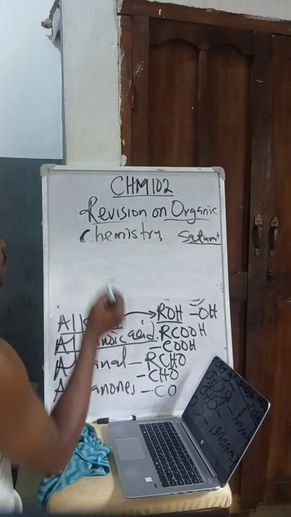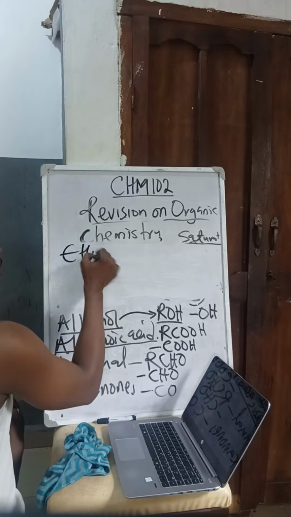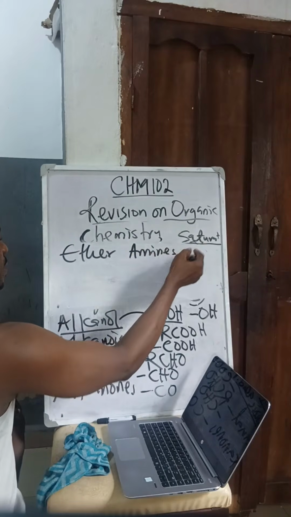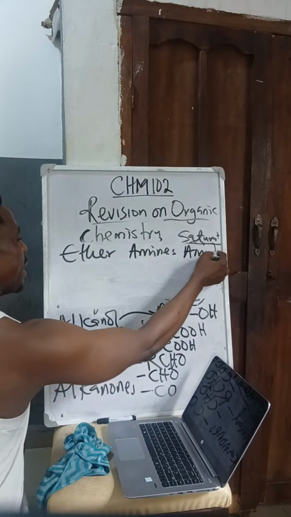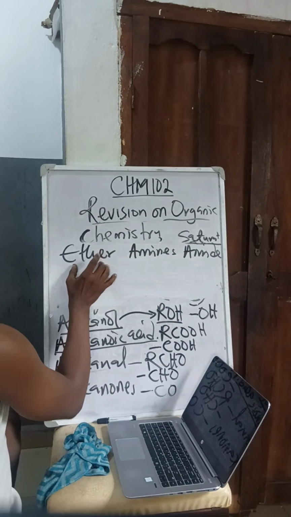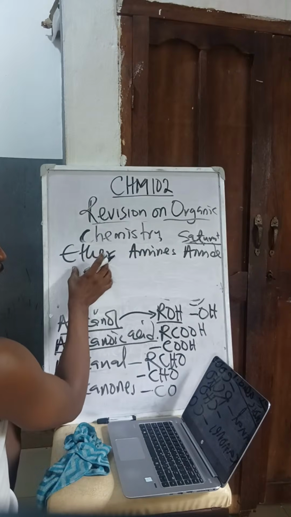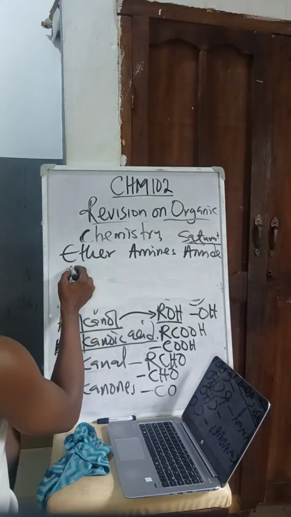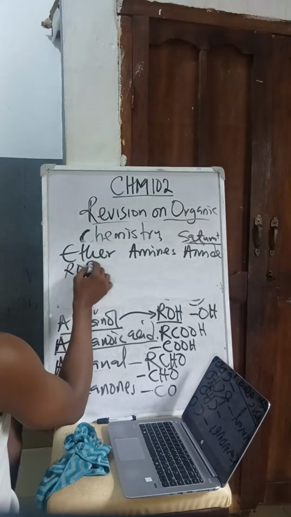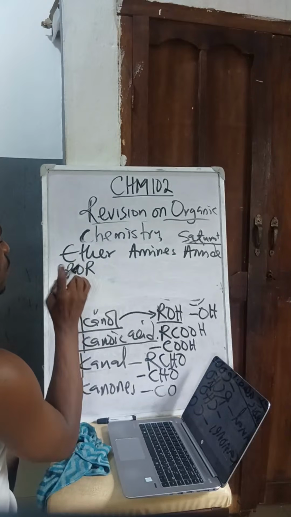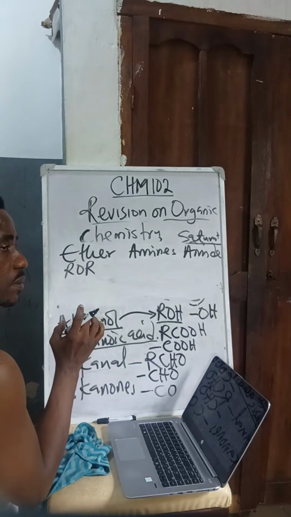Then there is what we call ether, amines, and amide. Good. So for ether, we always talk about ROR. Okay? Ether, the functional group is the O.